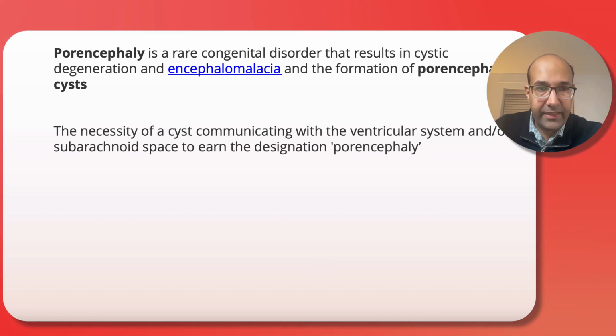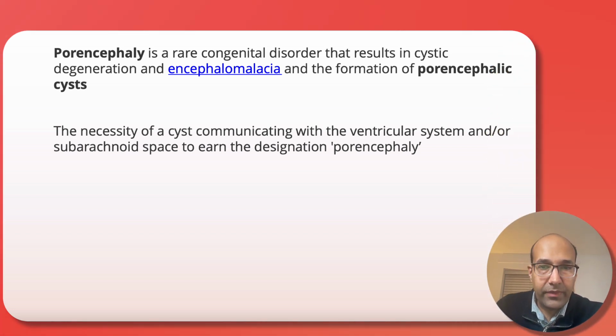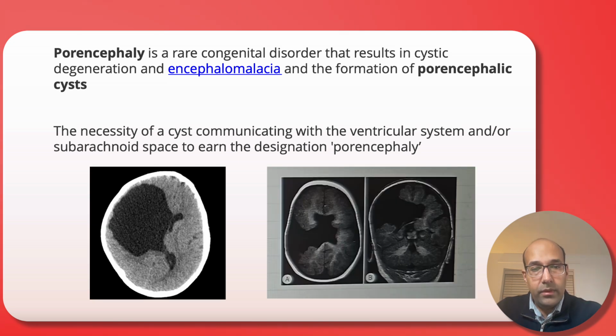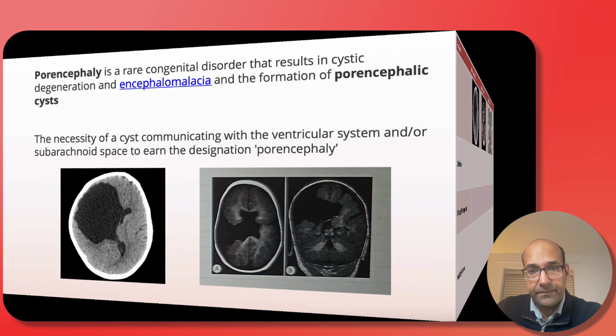It's porencephaly, which is a rare congenital disease that happens from encephalomalacia during the early part of the life of the baby. It can usually be seen on CT scan or MRI, usually communicating with the ventricles. And it's a result of ischemic insult.